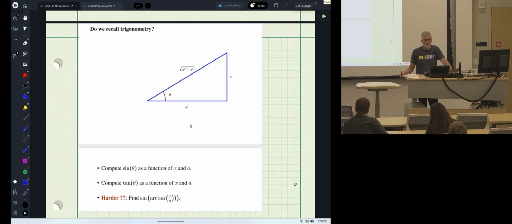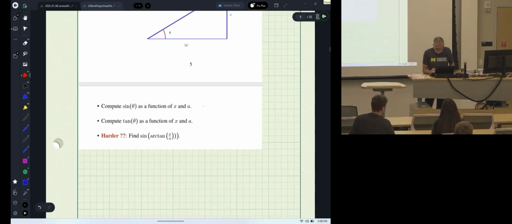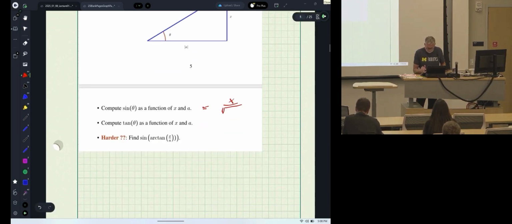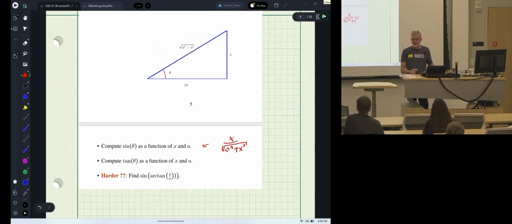How we doing? We got sine? Do we get tangent? What about the sine of the arctangent? Did you get that? I think so. Okay, let's go through it. So what is the sine of theta? It is opposite over hypotenuse. Okay, so sine of theta equals x over square root of a squared plus x squared. Okay, Pythagorean theorem. What is tangent of theta?